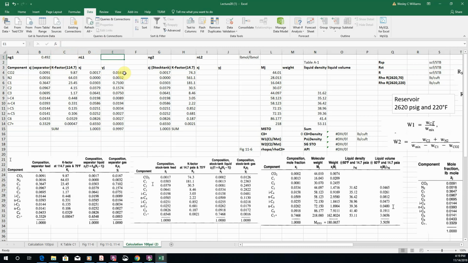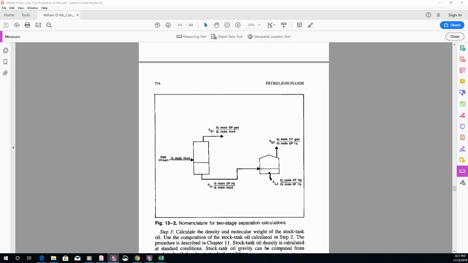So the liquid composition should be equal to 1 minus the gas. We either got to be a liquid or gas. So that's our first stage. We calculated our x's and our y's. And then we were able to find these. So stage 1 is done here.